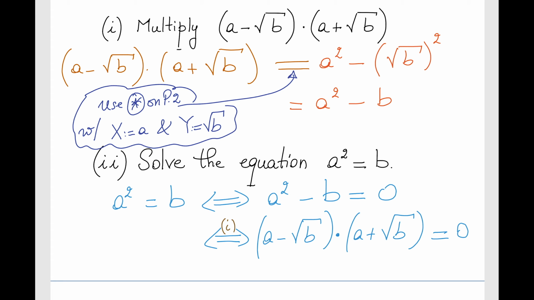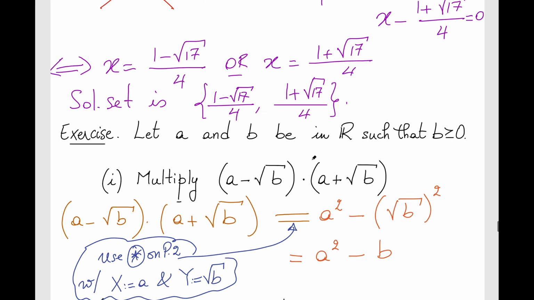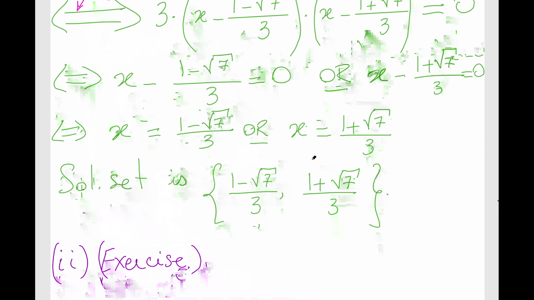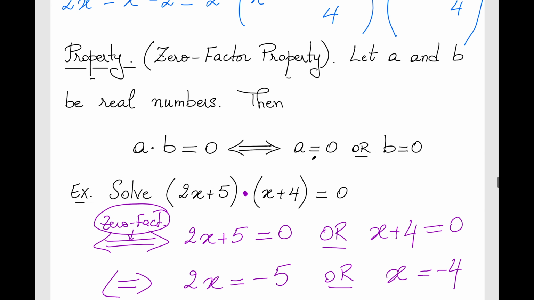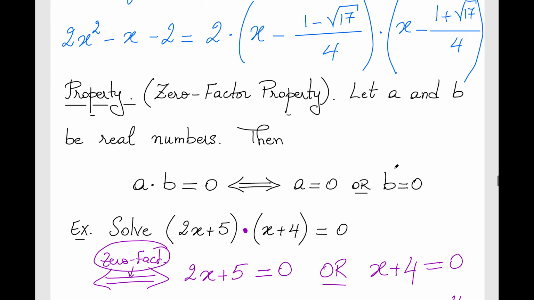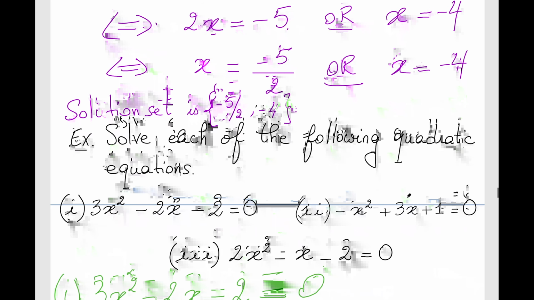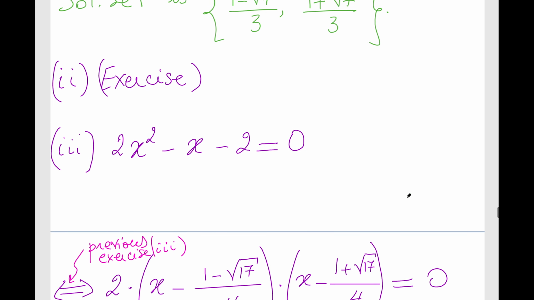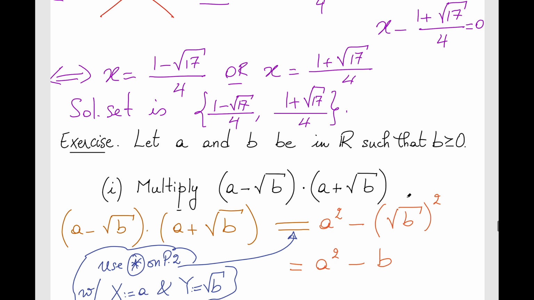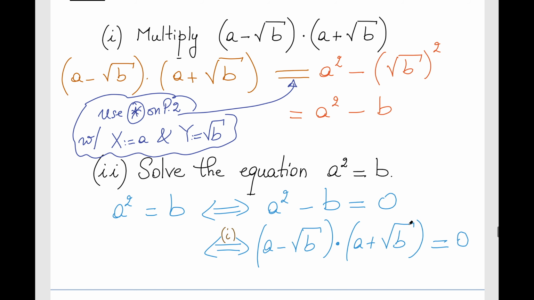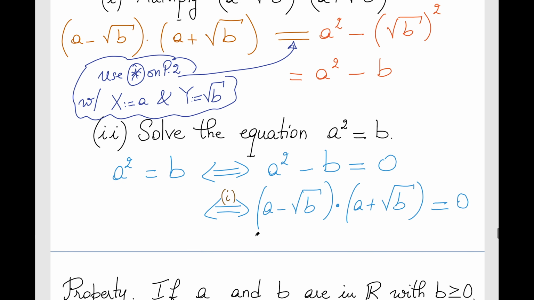This is a product, right? All right, do you know when a product is 0? The zero factor property, right? The zero factor property, what is it? It's right here. What does it say? A product is 0 if and only if at least one of the factors is 0. Back to the current problem. A product is 0 if and only if at least one of the factors is 0.